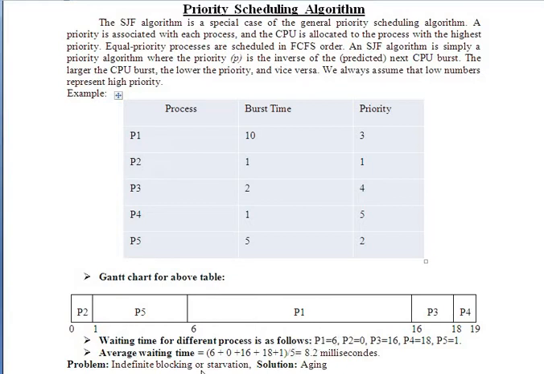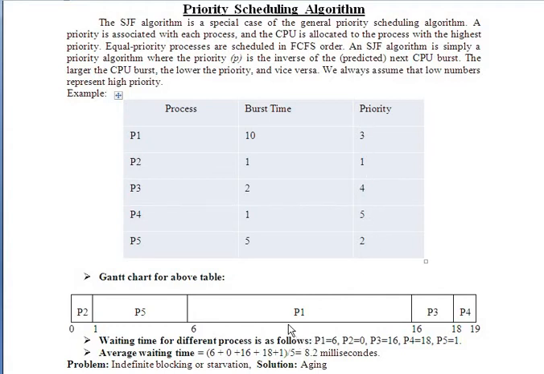Now we all know how we should calculate the average waiting time. That is the summation of the waiting times of all processes divided by the number of processes. That means P1, P2, P3, P4, P5 divided by 5. This 5, as we all know, is the number of processes in the system. So 6 plus 0 plus 16 plus 18 plus 1 divided by 5 is 8.2 milliseconds. So this is what we call the average waiting time for this particular system, 8.2 milliseconds as per these priorities.